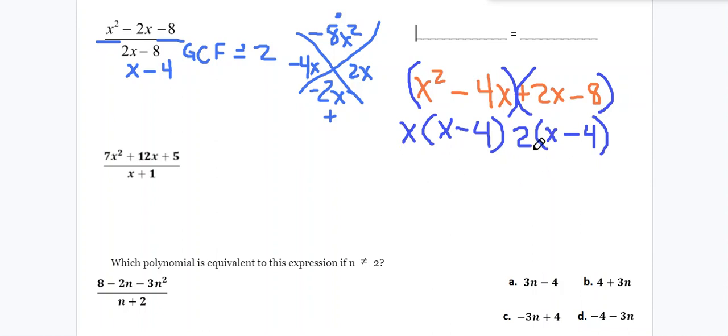All right, so now what are my two factors? My two factors are the things that are inside the parentheses, so that x minus 4, let's write that up here, x minus 4 is one of my factors. What's my other factor? Well, it's the thing that's left over, this x and this positive 2. X plus 2. And then I'm dividing it by x minus 4.